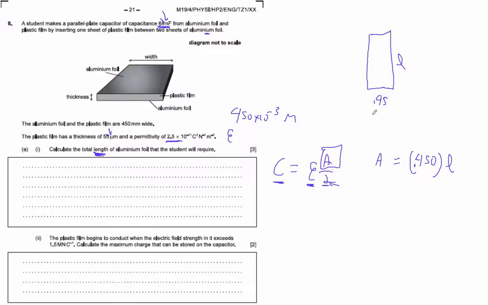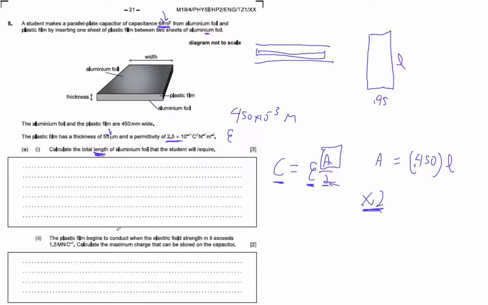And then what I forgot to do was multiply by 2, right? Because you're going to have aluminum foil, you're going to have this plastic sheet, right? And then you're going to have another piece of aluminum foil, right? So you're going to need one for the top, one for the bottom. That's why it's times 2, right?